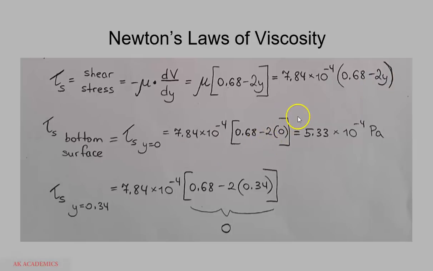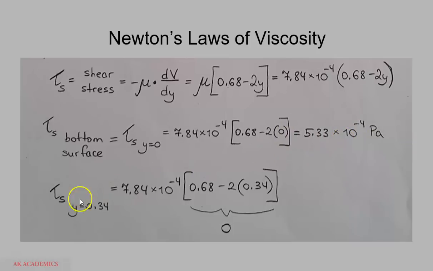This is deleted. This becomes 0. And then you multiply 7.84 times 10 raised to power minus 4 times 0.68. And that gives us 5.33 times 10 raised to power minus 4 Pascal. This is going to be the shear stress at the bottom surface when y is equal to 0.